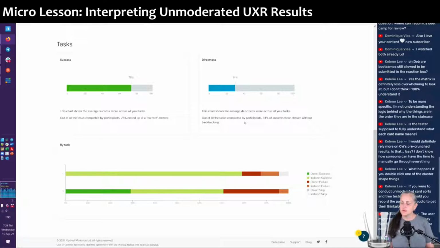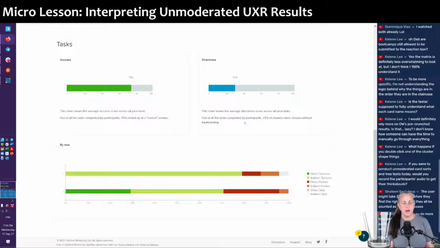Kayleen says, if you were to conduct unmoderated card sorts and tree tests today, would you record the participants' audio to get their think alouds? Well, funny enough, the last card sort that I did some months ago, we actually did the identical card sort, moderated and unmoderated at the same time. We had 52 people do it unmoderated, and then I did 12 moderated, which means I took people into Optimal Workshop, they shared their screen, they did their card sorting, and then I spoke to them about why they grouped things that way.